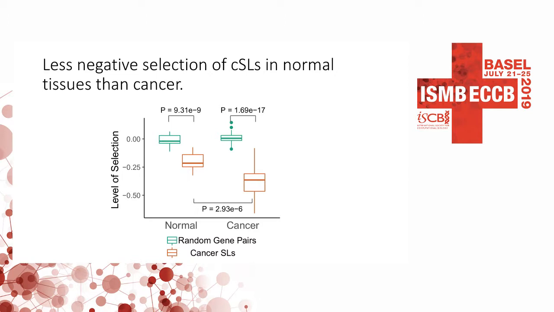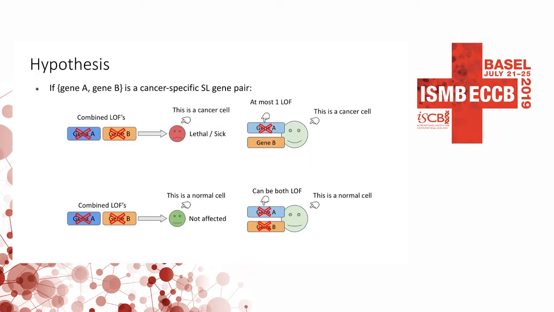We again find a stronger negative selection of CSLs in cancer compared to normal. So this is a level of negative selection. If you look at normal and cancer, for example, this is random SLs, and this is the CSL network, and there's a drop on both sides, but the drop is much more significant in cancer compared to normal. This implies that CSLs are more detrimental to cancer cells and may not be so detrimental to normal cells.